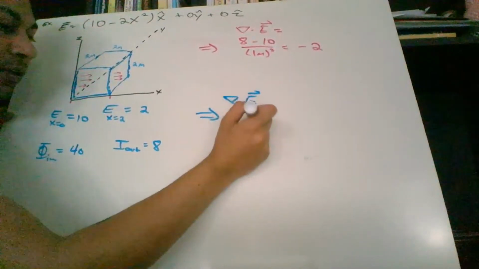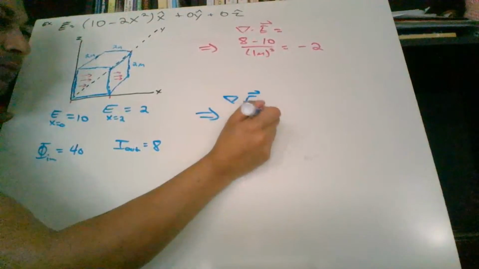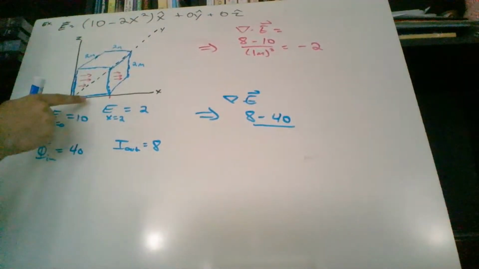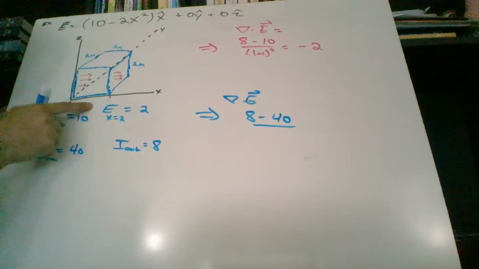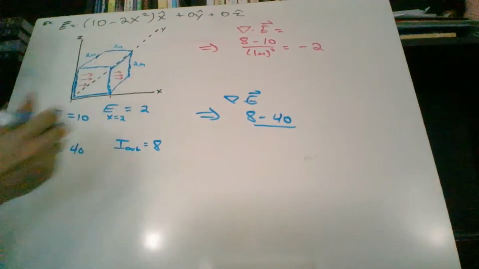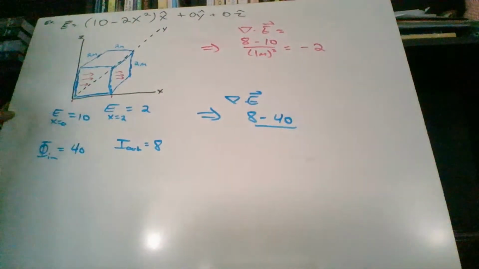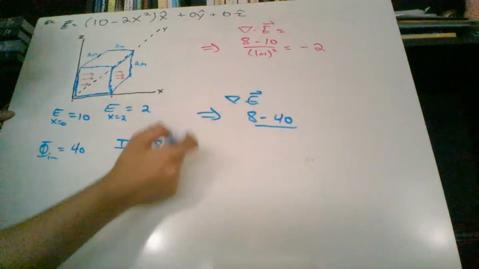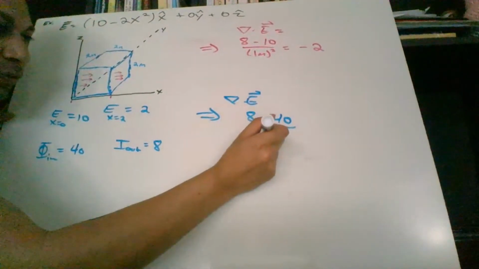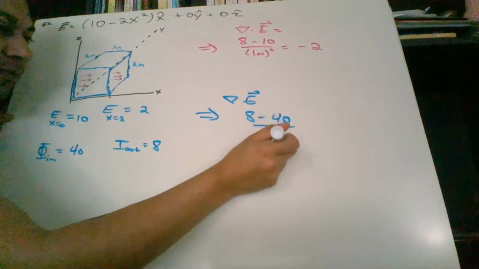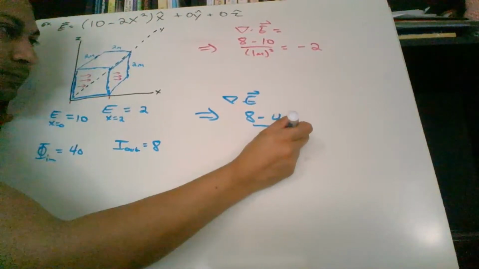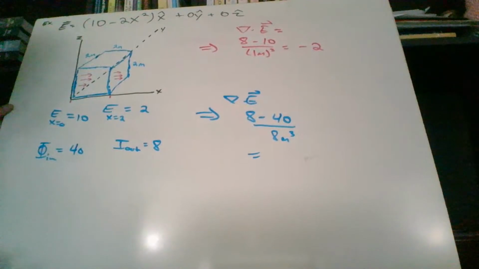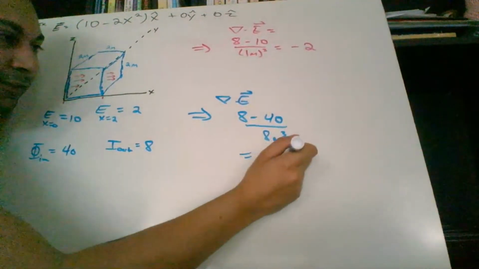If we do that, we're going to have 8 minus 40 divided by the volume. So the volume is going to be 2 by 2 by 2, so that's 8. Oh, did I say that wrong? No. This is for the first one. So this is for the second one. The volume is going to be 2 by 2 by 2, and that's 8 meters cubed. So what do we get when we equate that? It's going to be -4.